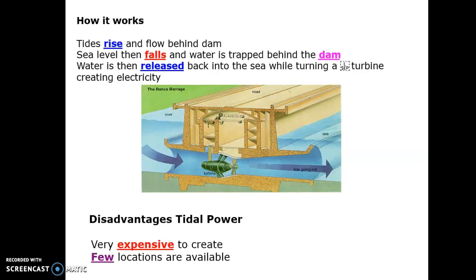How does it work? The tides rise and fall behind a dam. So this is where your hydroelectricity comes into process. So it works like a river, but it's the ocean. So the tides rise and fall behind the dam. The sea level falls, water is trapped behind the dam. The water is then released back into the sea while turning the turbine, creating electricity.